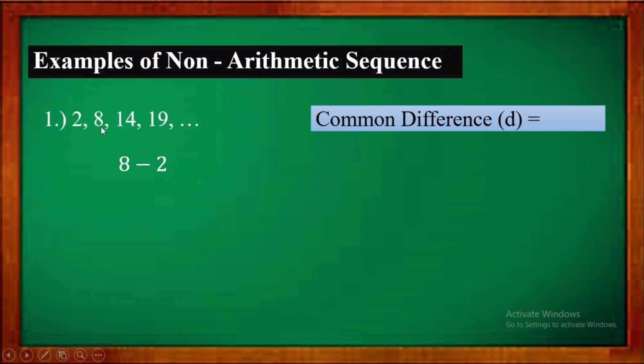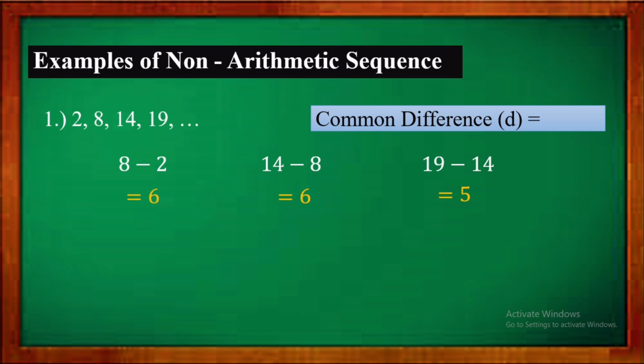Okay, the second term, which is 8, minus the first term, which is 2. So the difference here is 6. Let's try the next consecutive terms. We have 14 as our third term minus the second term, which is 8. And their difference is 6. Next consecutive terms, we have 19, our fourth term, minus our third term, which is 14. And their difference is 5.